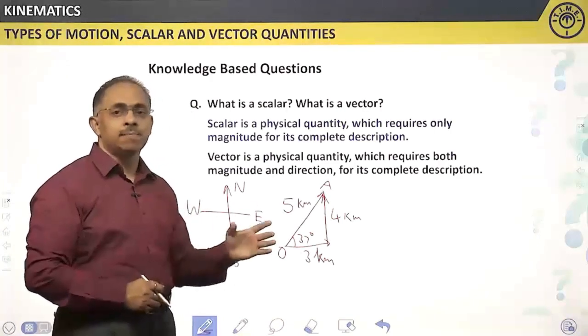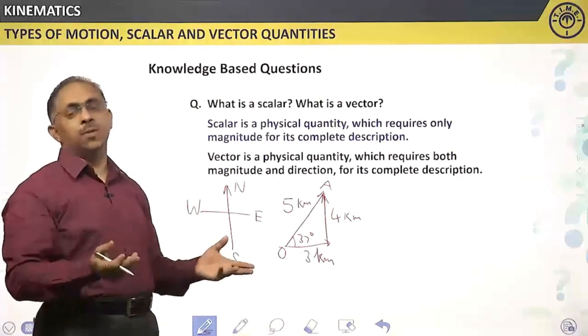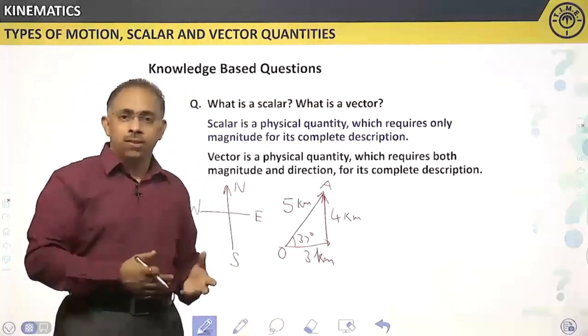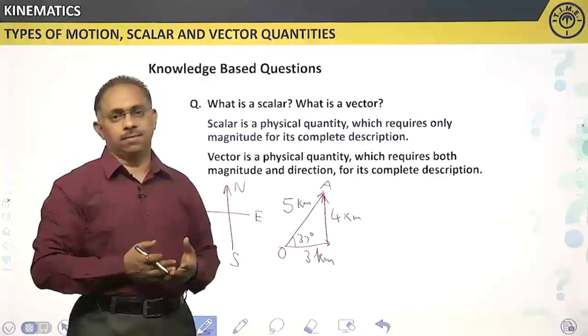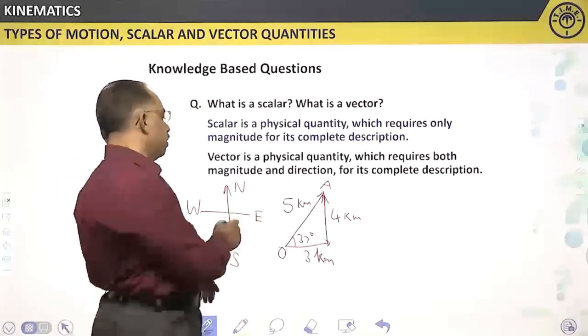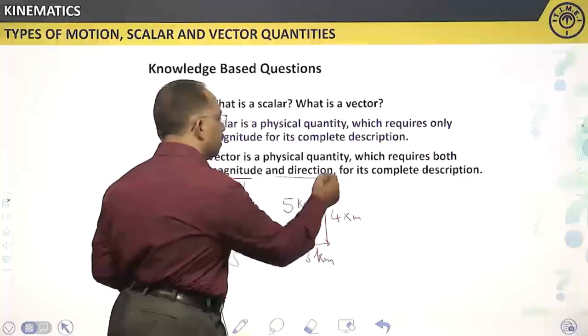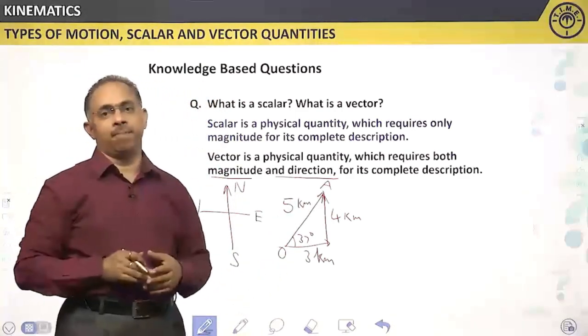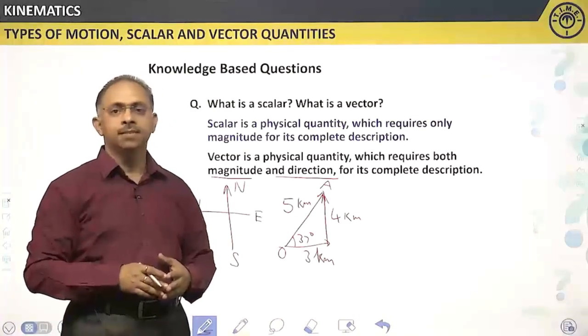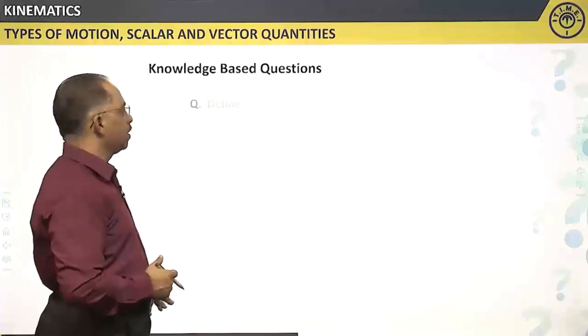If I say what is the displacement along west? 0. So, what is happening? The magnitude is changing with direction. Clear? That is the reason we need to specify both magnitude as well as direction for its complete description. So, such quantities are called vectors. Hope this is clear. Let us see the next question on screen.